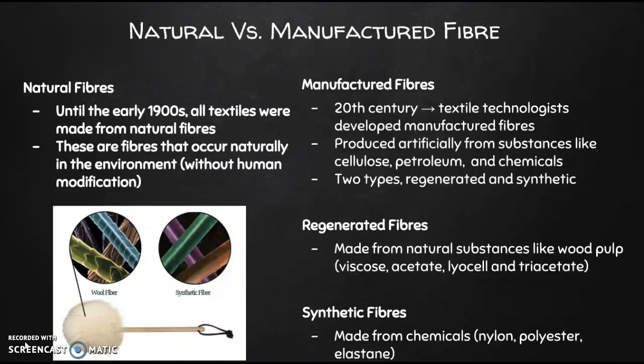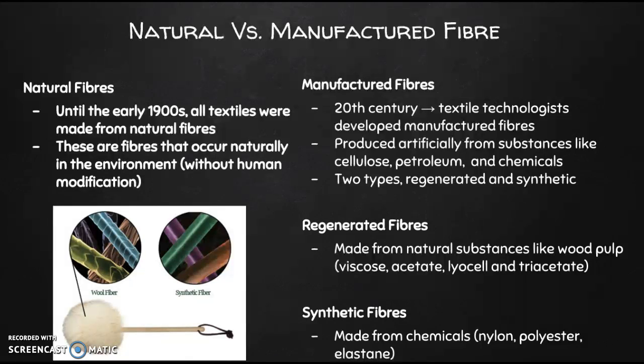So manufactured fibers can be put into two different categories, synthetic or regenerated. Regenerated fibers are made from natural substances. So one example is cellulose from spruce trees is mixed with chemicals to turn into filament fibers using a technique similar to a silkworm spinning its cocoon. So regenerated fibers include viscose, acetate, triacetate, and lyocell.